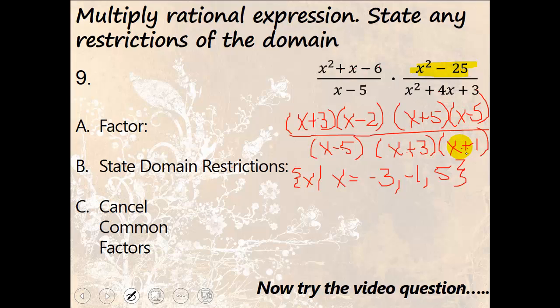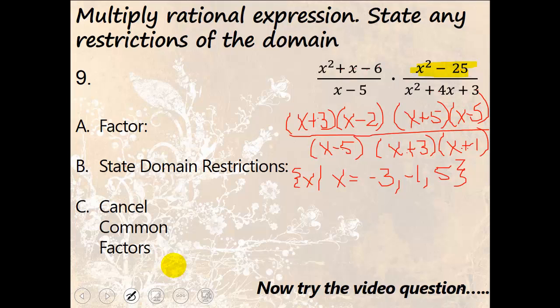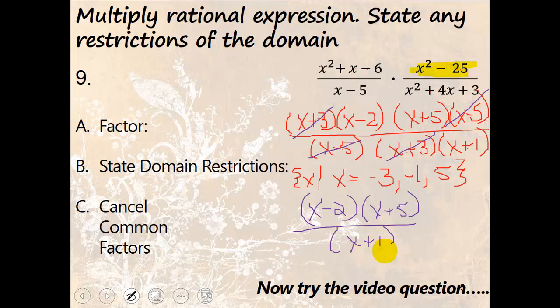Now I get to cancel. So I get to cancel this x minus 5 with x minus 5. I get to cancel x plus 3 with x plus 3. And now what remains as an equivalent expression is x minus 2 times x plus 5 over x plus 1.